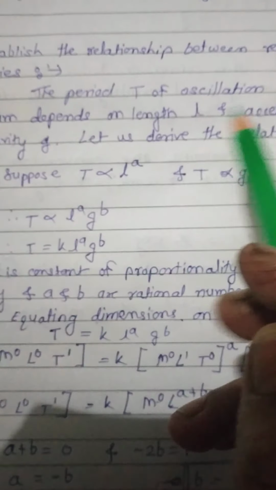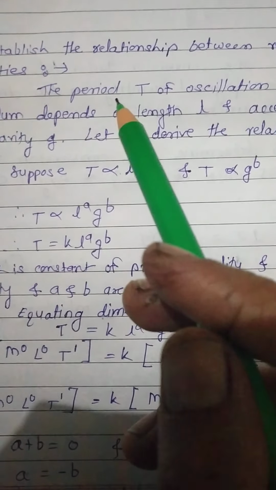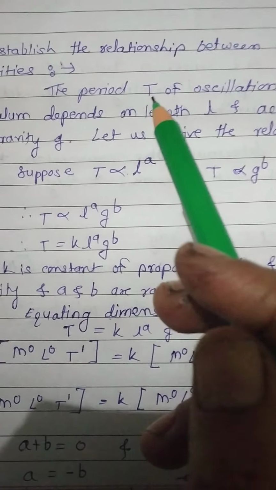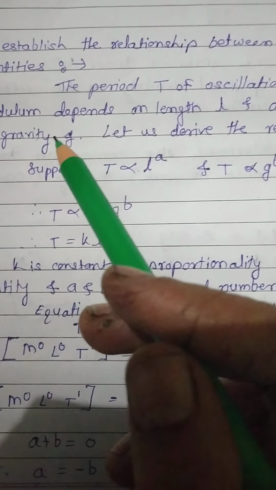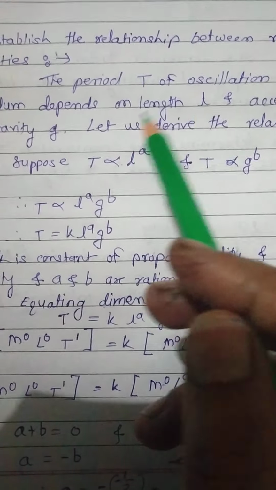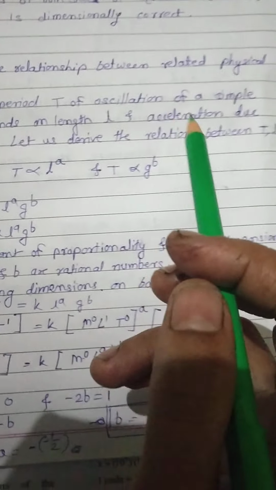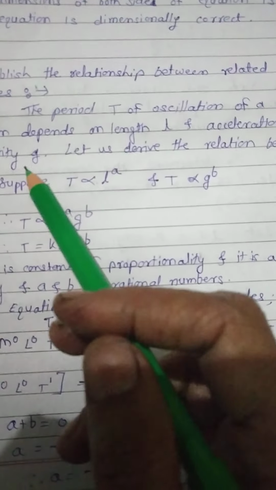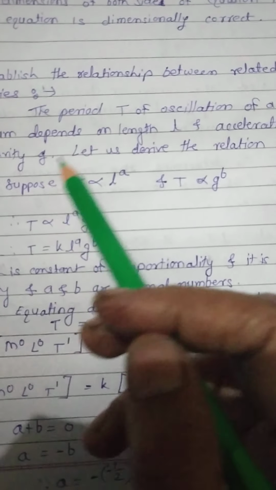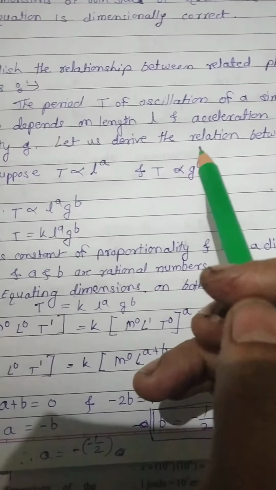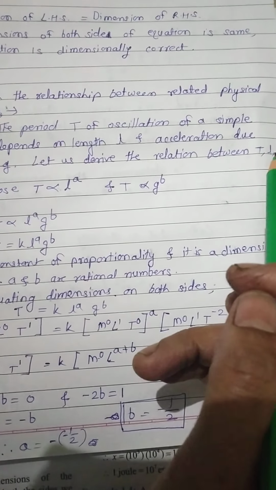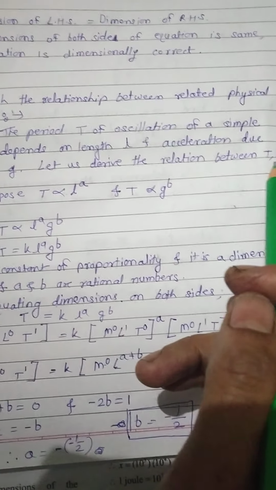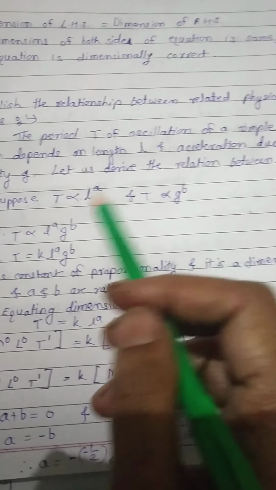The period of oscillation of the simple pendulum is capital T. It is also called the periodic time. It depends on the length and the acceleration due to gravity, small g. So let us derive the relation between T, L and g, meaning time, length and acceleration due to gravity.